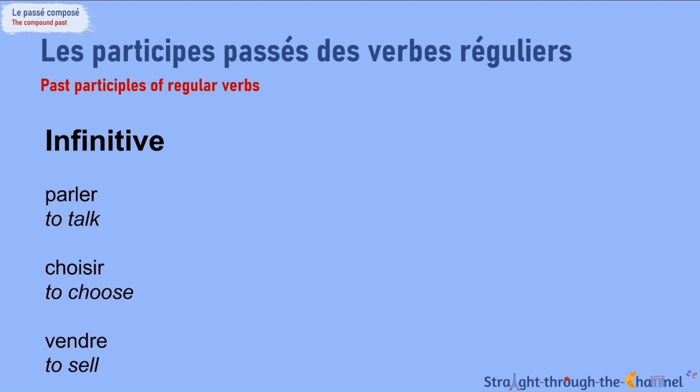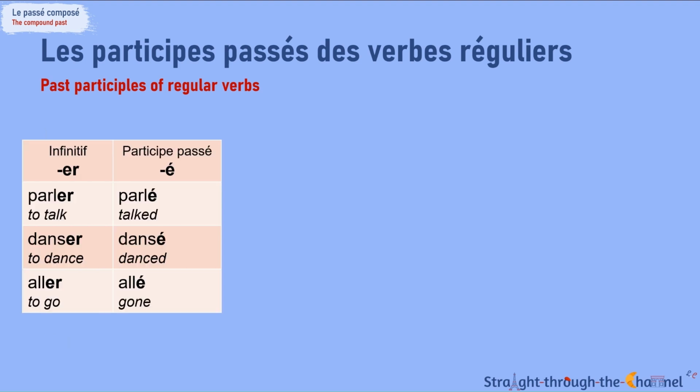Remember, the infinitive is the dictionary version of the verb. So, for example, parler is the equivalent of to talk. You may have seen in the past that verbs have been divided into three groups in French, depending on their ending. And regular verbs usually end in either er, ir, or re. For all er verbs, including the irregular verb aller, to go, you are going to replace the er ending with a é, e with an acute accent. In terms of pronunciation, the infinitive and past participle are therefore pronounced the exact same way. For example, parler, to talk, becomes parlé, talked. Danser, to dance, becomes dansé, danced. And aller, to go, becomes allé, gone.